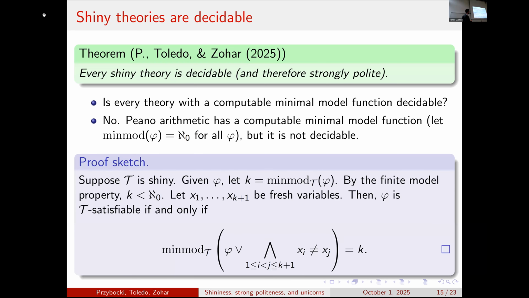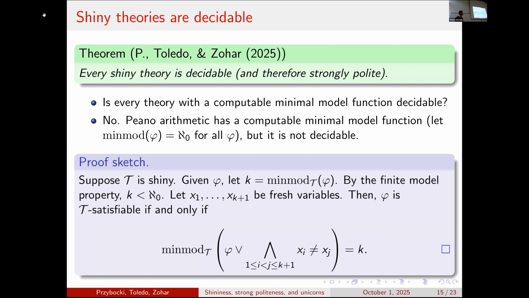Okay, but here's the proof. It's actually not too hard. We'll take a formula φ, and our goal is to decide whether φ is satisfiable. Let k be the minimal model function evaluated at φ. By the finite model property, we know that k is a finite cardinality.